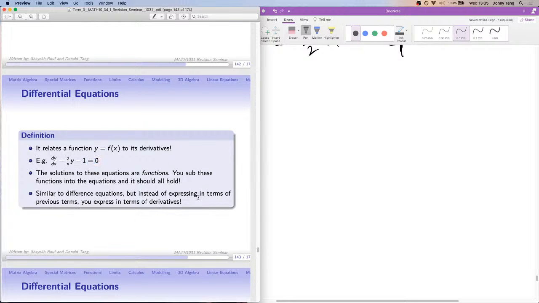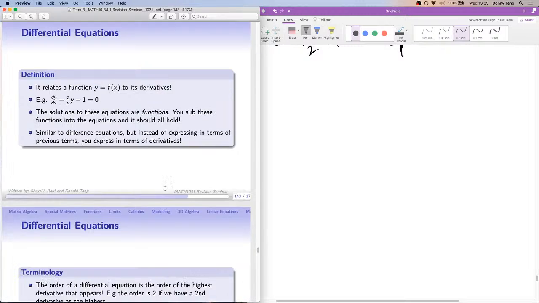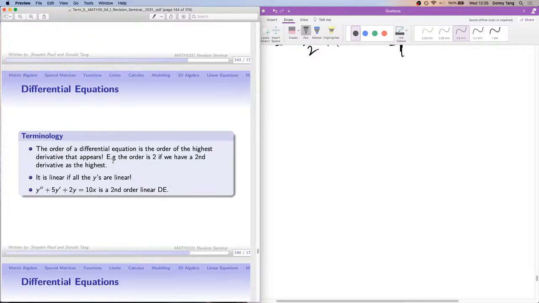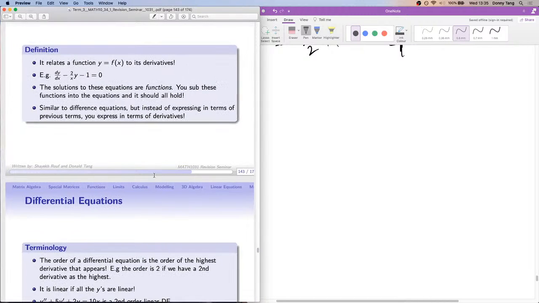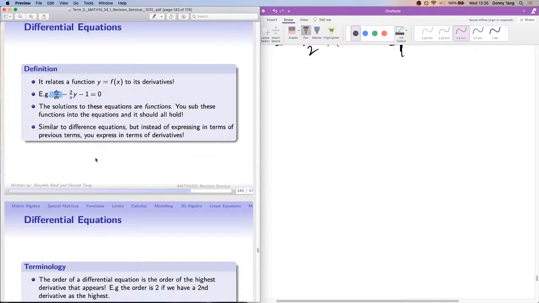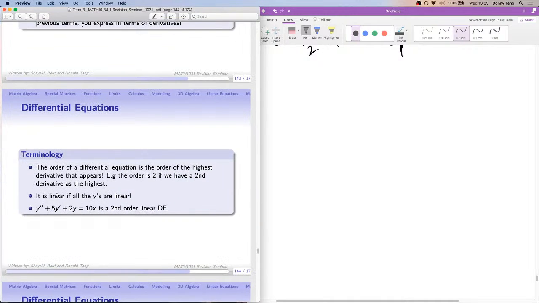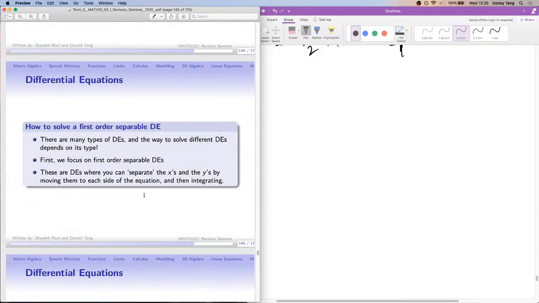Similar to difference equations, but instead of expressing everything in terms of previous terms, you express it in terms of derivatives. So the order of a differential equation is the order of the highest derivative that appears. So e.g., if the order is 2, we have a second derivative as its highest. So for example, in this one, there's only one first derivative, the order is 1. It is linear if the y's are all linear. So this is a second order linear differential equation because the highest derivative is 2, and this is just y, not y squared, not y double dash squared. That's why it's linear. All right.